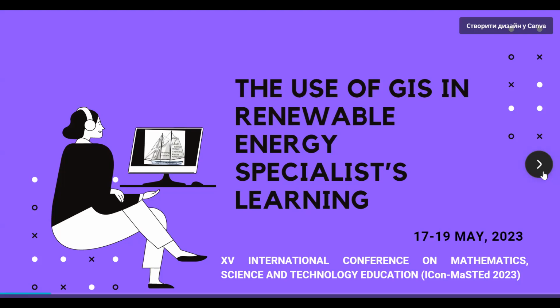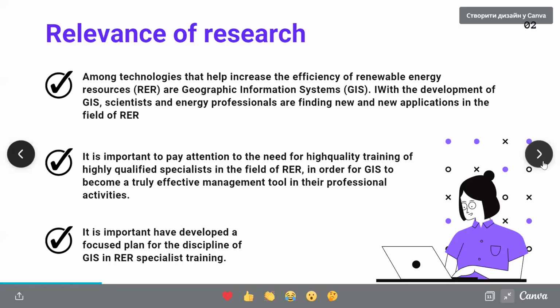The global trend of recent decades is the gradual replacement of traditional energy sources with renewable ones for improving the environment, climate change prevention, and others. Among the technologies that help increase the efficiency of renewable energy resources, RER, are Geographic Information Systems, GIS. Modern GIS offers a lot of functionality for the entire decision cycle.